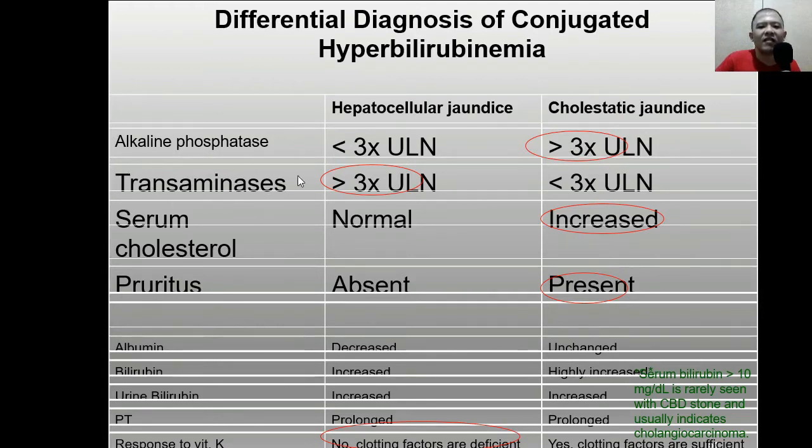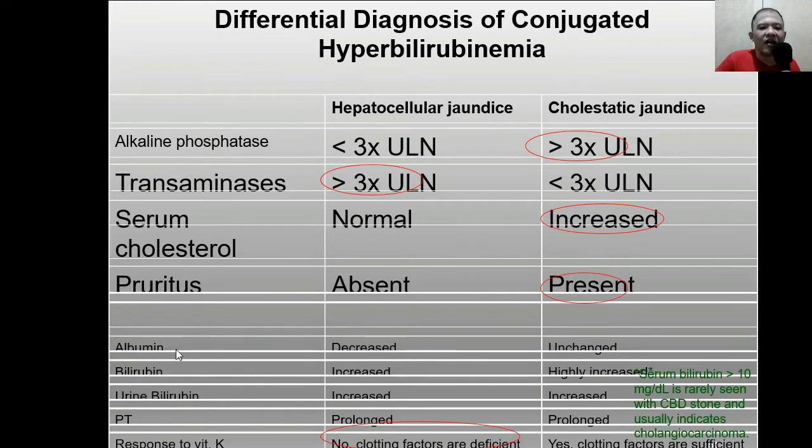If transaminase is higher, that is hepatocellular. If serum cholesterol is increased, that is cholestatic, because we need the bile. If there is obstruction, there is a problem in the production of bile, so therefore cholesterol is not metabolized. Pruritus is secondary to overflow of bilirubin coming from the biliary side.